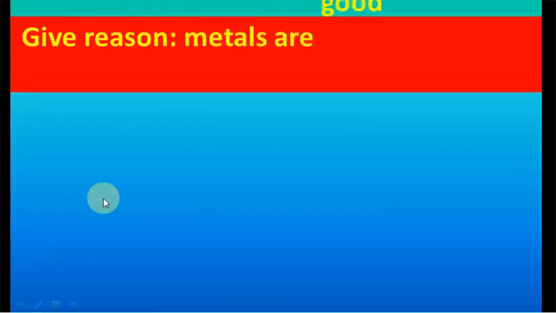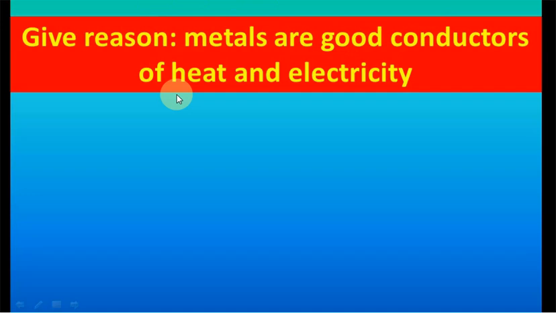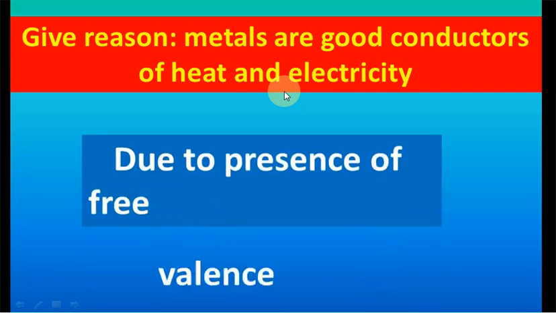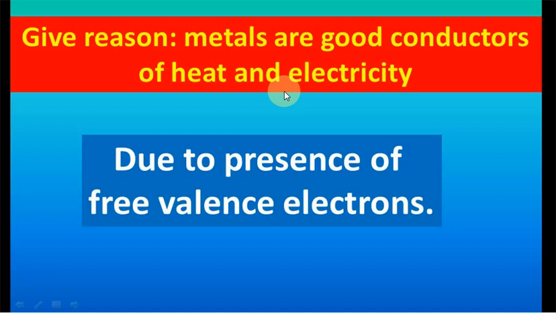Give reason. This is a question in the exam. Metals are good conductors of heat and electricity. What is responsible for conductivity of heat and electricity of metals? We have said, very good, valence electrons. Due to the presence of free valence electrons, they will move in the wire, so they will conduct heat and electricity in the wire.